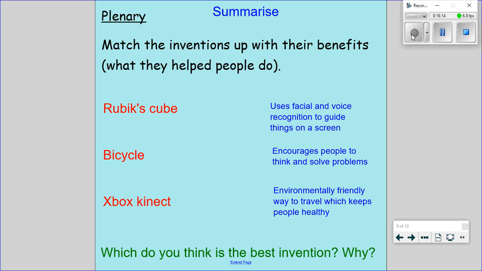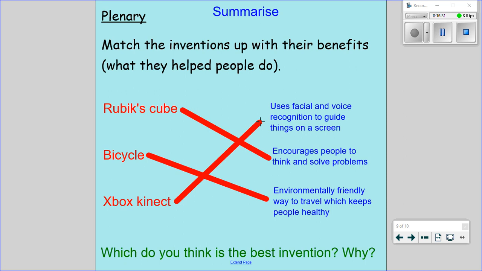Okay, are we ready for the answers? So a Rubik's Cube encourages people to think and solve problems. The bicycle is an environmentally friendly way to travel, which keeps people healthy. And the Xbox Kinect uses facial and voice recognition to guide things on a screen.